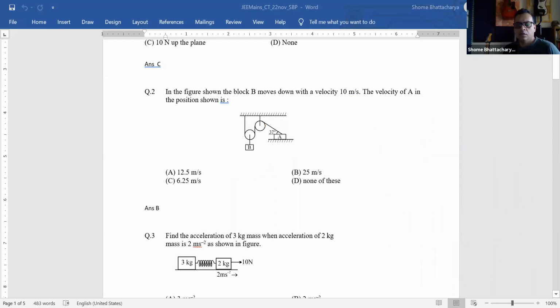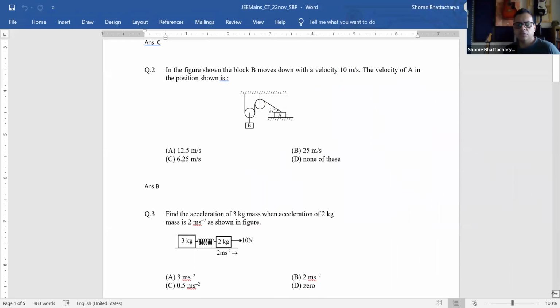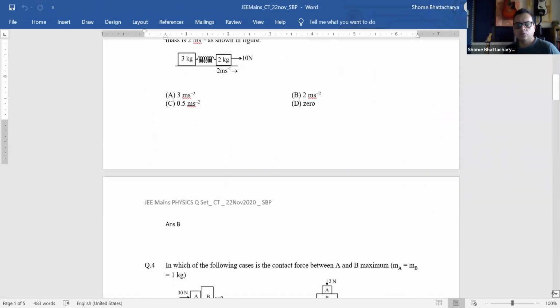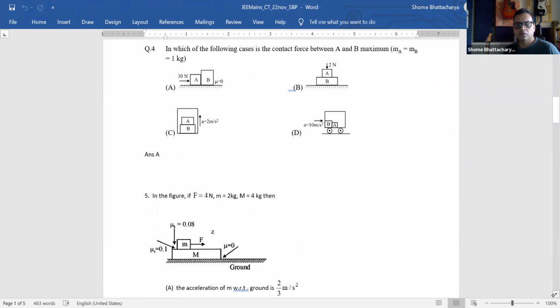Okay, so that is done. Third question is done. Let's move on to the fourth and fifth question. I think these are fairly standard questions. If you have any doubt, please let me know in any of the parts. I think they should be pretty clear. Simple free body diagram based thing only.